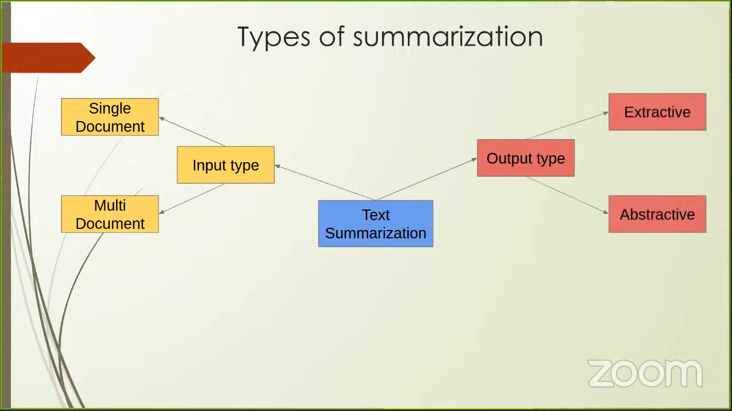So it depends on what kind of summary you want. And also depends on what kind of technology is available, because abstractive summary is usually not very easy to generate. We'll come to that later in this talk. The other type of summarization, like the other aspect on which you can categorize it, is context type.